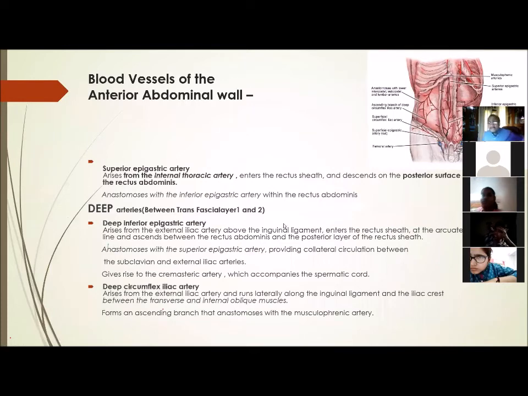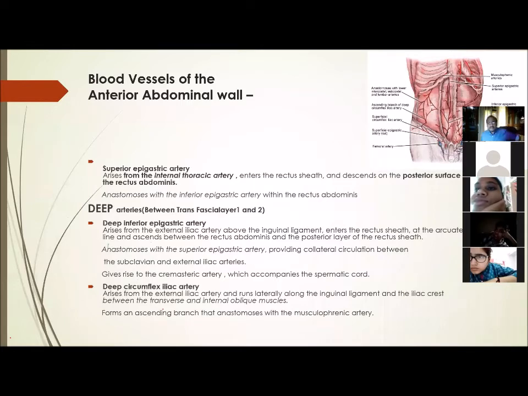Now, so again, let's come back to this. The deep arteries between transversalis fascia number 1 and layer 2 are which? The two, the deep inferior epigastric and the deep circumflex iliac artery. I'm not going to go into the details of that, but remember, all the deep vessels have to arise from the external iliac. The superficial have to arise from the femoral, whether the artery or the vein. Okay? In the inguinal region, remember the deep vessels always arise from the external iliac, and the superficial, they always arise from the femoral, right?